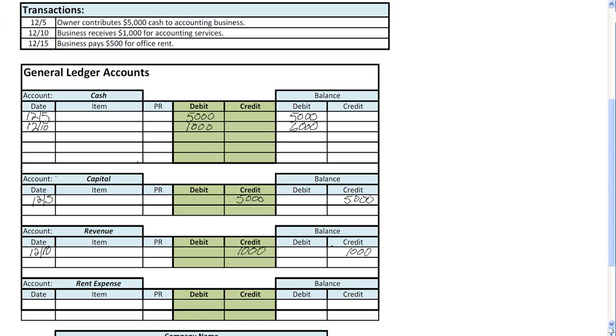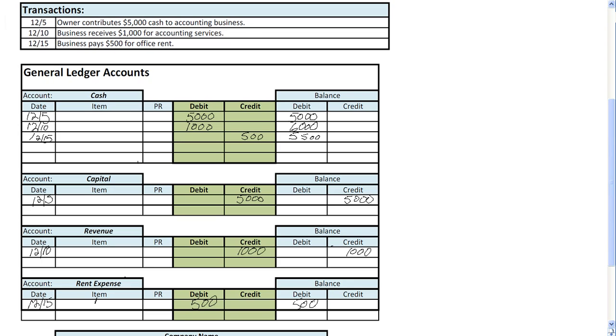The final transaction is the business pays $500 for rent for the office. This will reduce our cash account by $500, so we'll put that in the credit column. And then our running balance decreases by $500 to $5,500. And we will also record that down in rent expense: debit 500, and running balance 500.